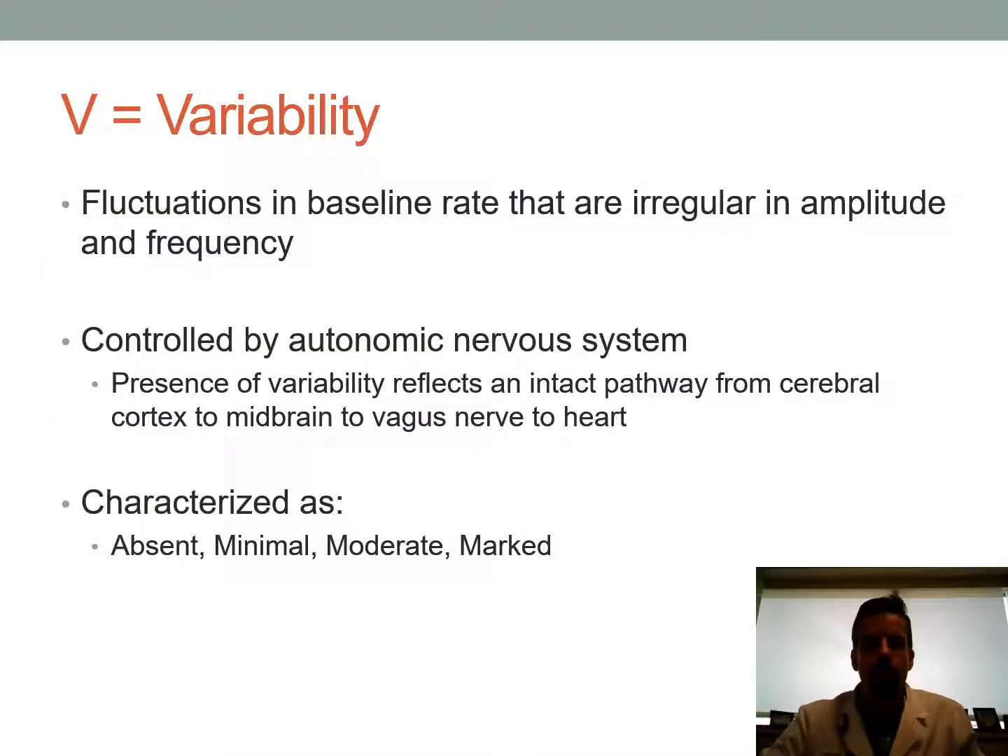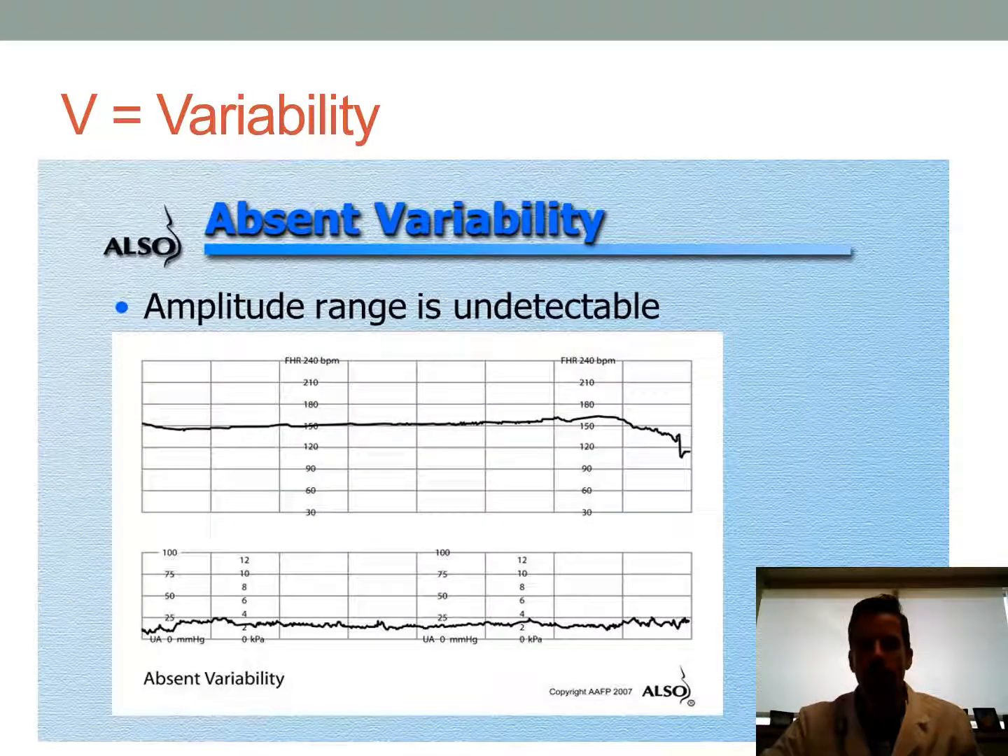All right, variability next. Variability is defined as fluctuations in baseline rate that are irregular in amplitude and frequency. These are controlled by the autonomic nervous system. So variability is good. We want to see moderate variability. And here's a key point to remember. The presence of moderate variability reflects an intact pathway from the cerebral cortex to the midbrain to the vagus nerve to the heart. And when you see moderate variability, that reliably tells you that the fetus is not acidotic right now, right at the time that you're looking at that monitor strip.